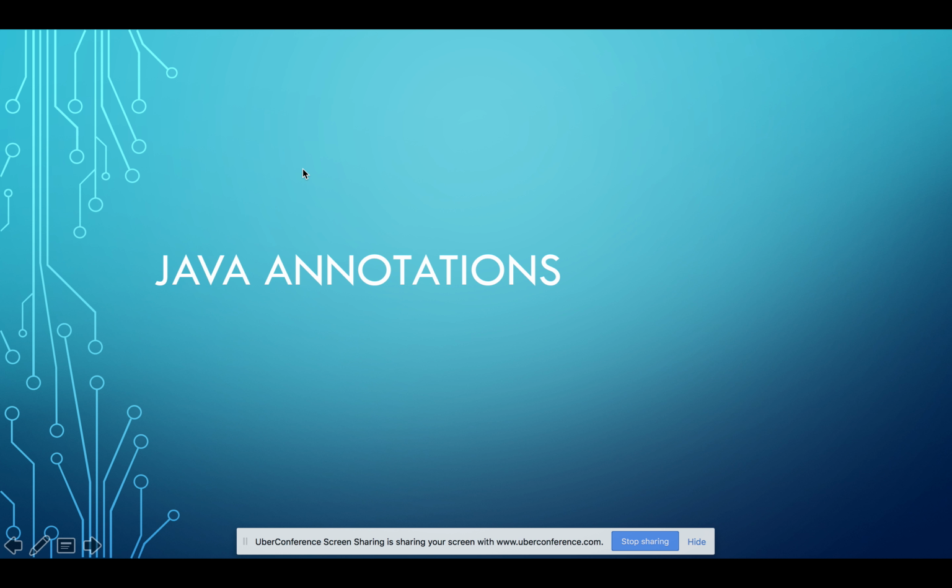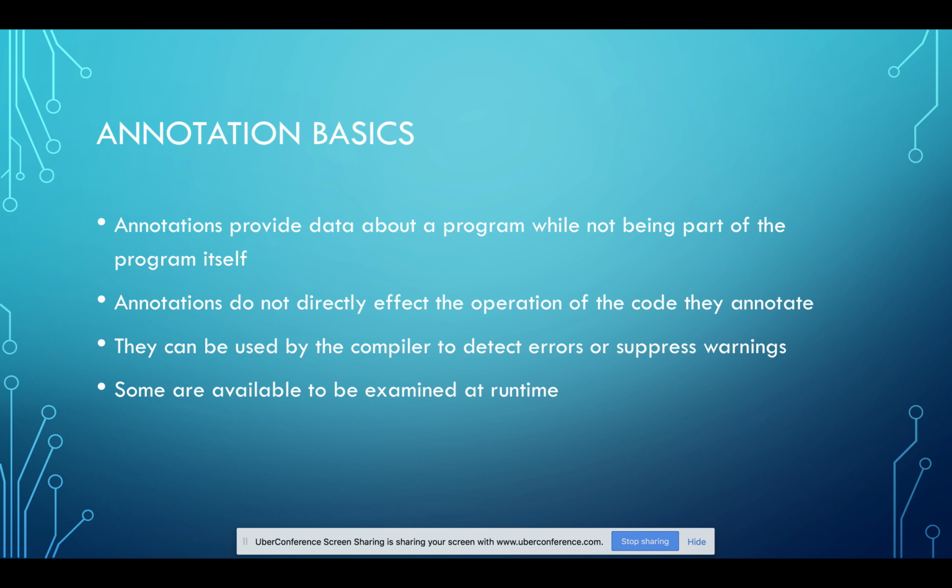All right, so I'm going over Java annotations. It's the next step in the Java trails. Annotations just provide some data about the program while not being a part of the actual program itself. Annotations don't affect the operation of the code they annotate. They're used by the compiler to help detect errors or suppress warnings. And some are available to be examined at runtime, but not all of them.